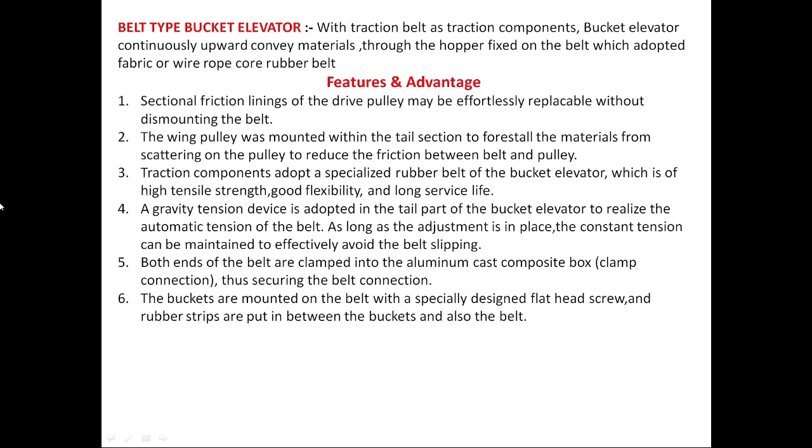As long as the adjustment is in place, the constant tension can be maintained to effectively avoid the belt slipping. Both ends of the belts are clamped into the aluminum cast composite box clamp connection, thus securing the belt connection. Buckets are mounted on the belt with a specially designed flat head screw, and rubber strips are put in between the buckets and the belt.